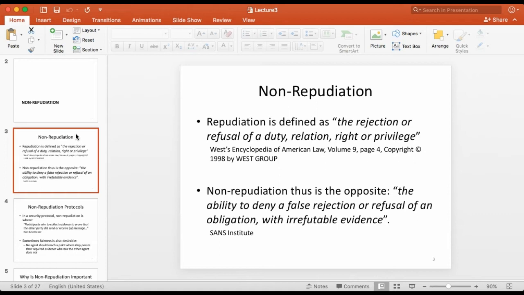By contrast, non-repudiation is the exact opposite. So it basically means that you have the ability to deny a false rejection or refusal of an obligation with irrefutable evidence. Okay, so repudiation means that you deny, whereas non-repudiation essentially means that you cannot deny that you have done something, or that you have the right to do something, or that something happened, essentially.